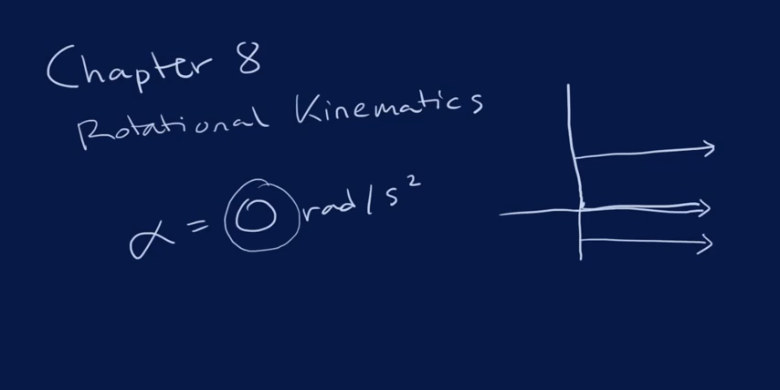So option A says angular velocity is 0 radians per second at all times. That could work. B, the angular velocity is 10 radians per second at all times. That could also be true. C, the angular displacement theta has the same value at all times. So theta, the displacement, is going to be the integration of our velocity, and that could also be true. So I think it's all three, A, B, and C. So you should get A for this question.